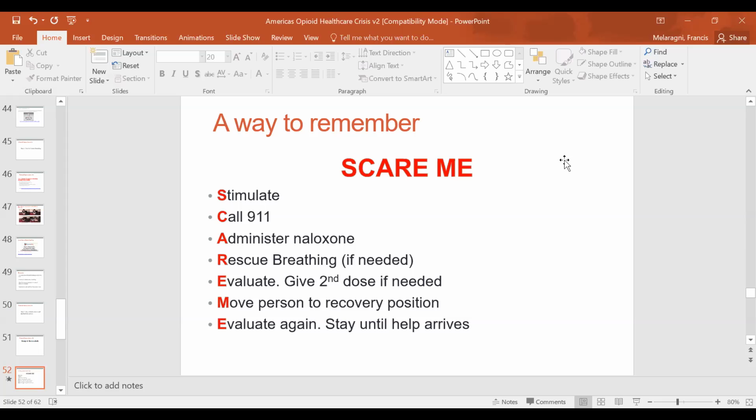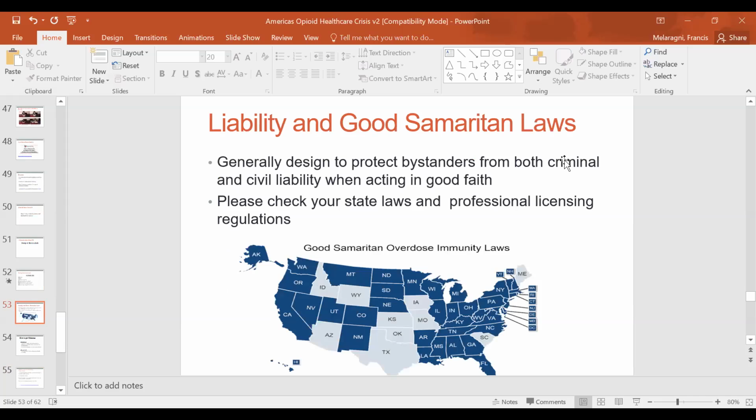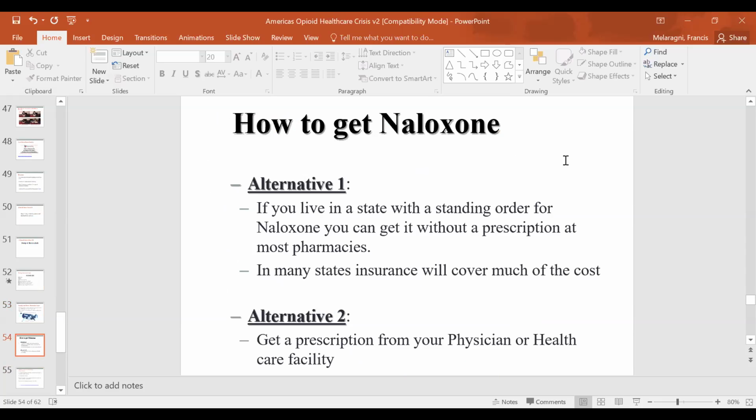Okay, so hopefully this was all very helpful to you in understanding how to both recognize and respond to an opiate overdose. Just a couple of other things that I want to reiterate. The liability, both civil and criminal, is minimal because of the Good Samaritan laws. You can get naloxone, you can go to your doctor and ask him or her for a prescription. But you can also walk into any drugstore in Massachusetts, and with standing orders, you can get naloxone, and your insurance typically will cover a big portion of it.